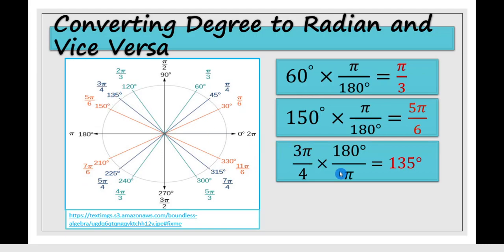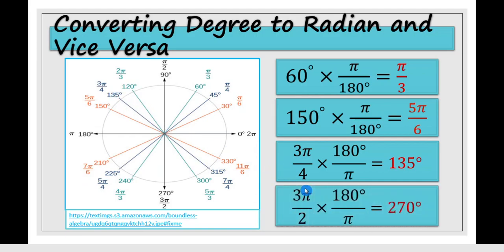So, ang gagamitin naman natin, instead of pi over 180 degrees, is yung 180 degrees over pi naman, so that yung pi would be cancelled out. So, 3 times 180, that would be 540 over 4. Simplifying it, we can have 135 degrees.